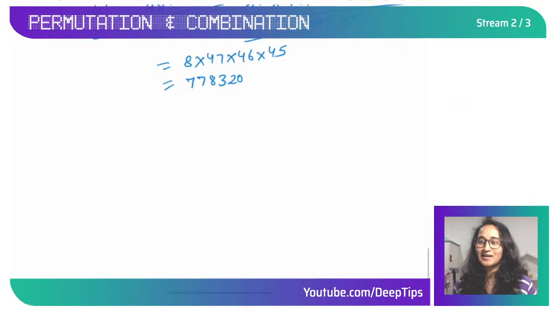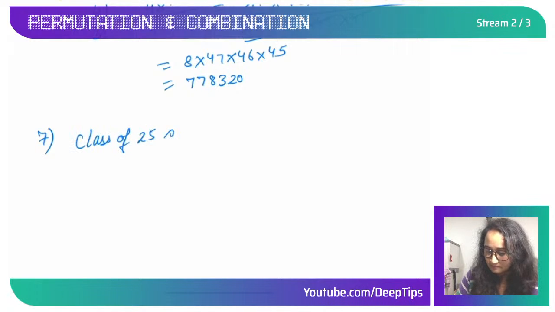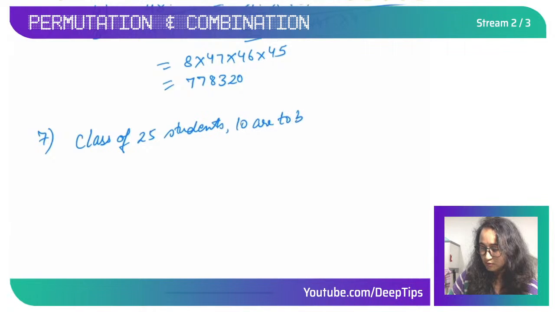So I'm back with my last question, and this is a very interesting question based on school students. Sometimes some students are such good friends that they want to go on excursions together, or they don't go. This question is something like that. There is a class of 25 students. 10 are to be chosen for a trip, so only the lucky 10 will go.